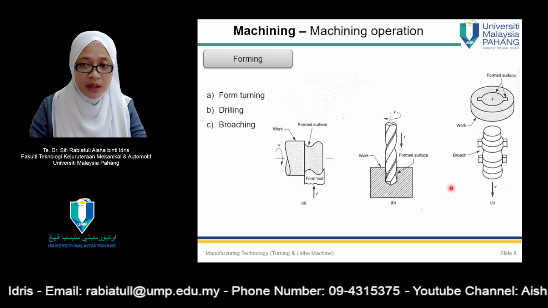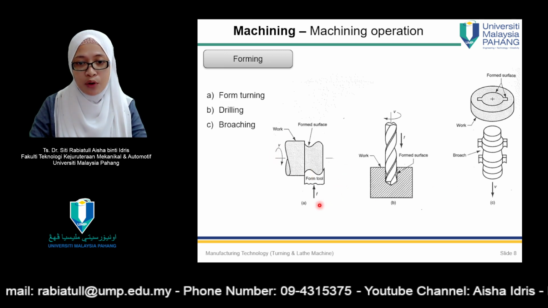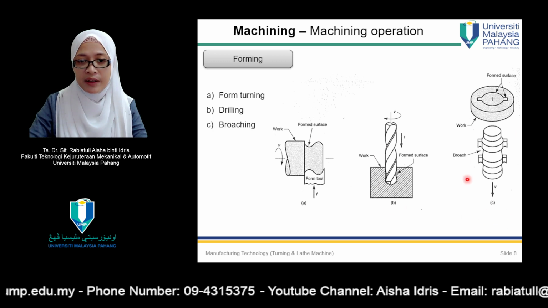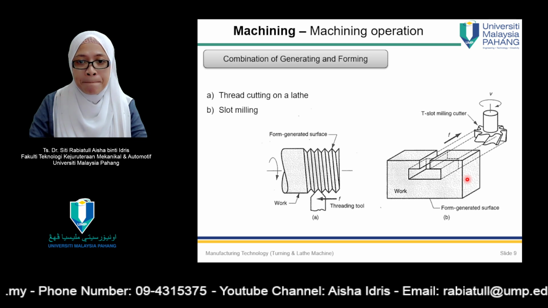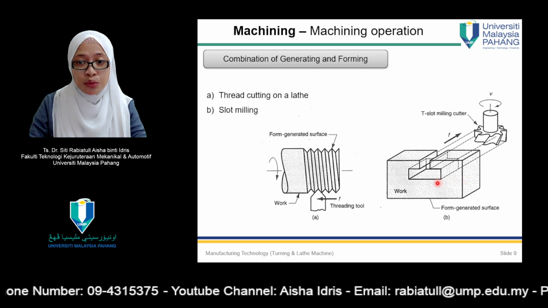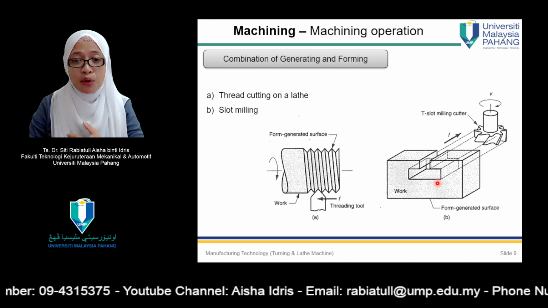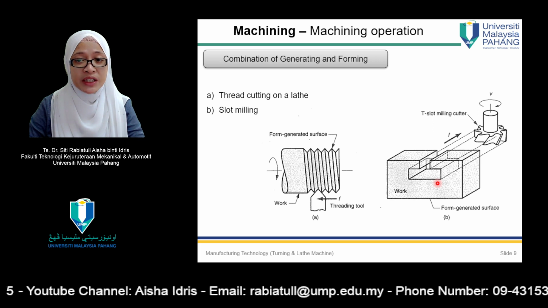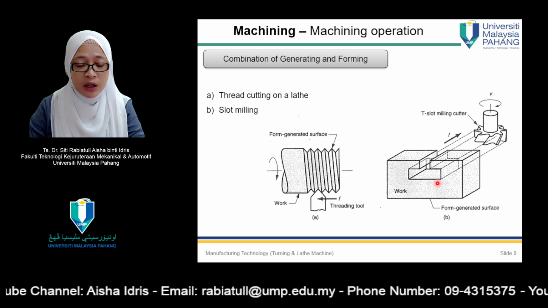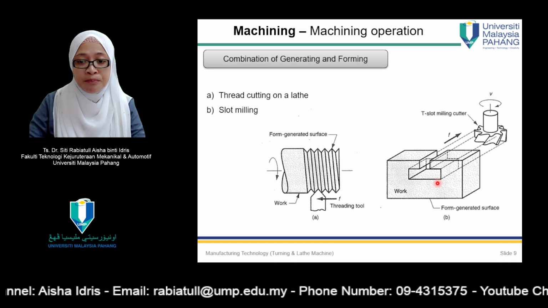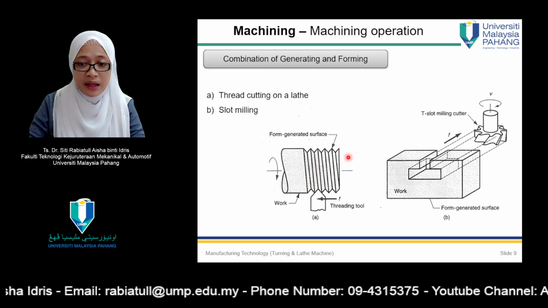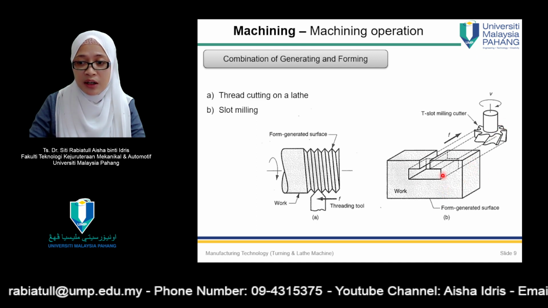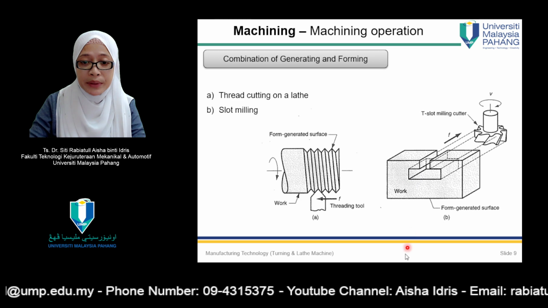And for forming machining operations, this one is form turning, this one is drilling, and this one is broaching. Other than the two types of machining operations just now, there are also some products which require a combination of generating and forming operations. For example, thread cutting on a lathe like this one, and slot milling. And this one is our workpiece.